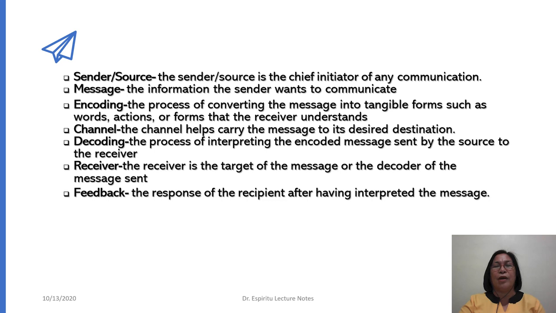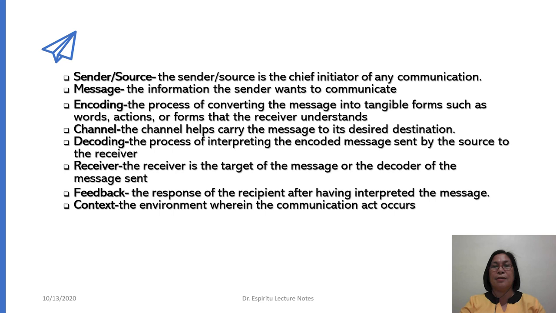And context. This is the environment where the communication act occurs. So in a public place, usually if somebody wants to sit beside you in a public utility vehicle, in a jeepney, a bus, or an MRT or a plane, then they would say, "Excuse me, is this seat taken?" Or any form of environment. So the context of the message is based on the environment where it happens.